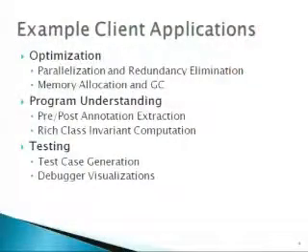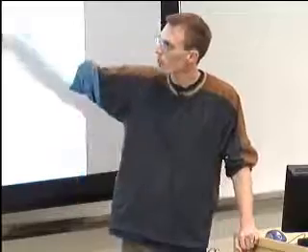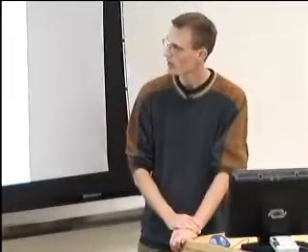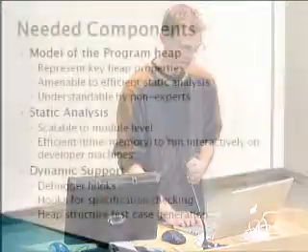To be a little more precise, here are some of the client applications we're interested in supporting and have looked at as we've developed this analysis technique. We have some optimization examples: thread-level parallelization, redundancy elimination, better memory management, and garbage collection. There are program understanding tools, such as automatically extracting pre- and post-conditions for methods, or computing class invariants. From the testing standpoint, maybe automated test case generation for heap data structures, and debugger visualization to help the programmer understand the runtime heap that's present when they're figuring out what a bug is.